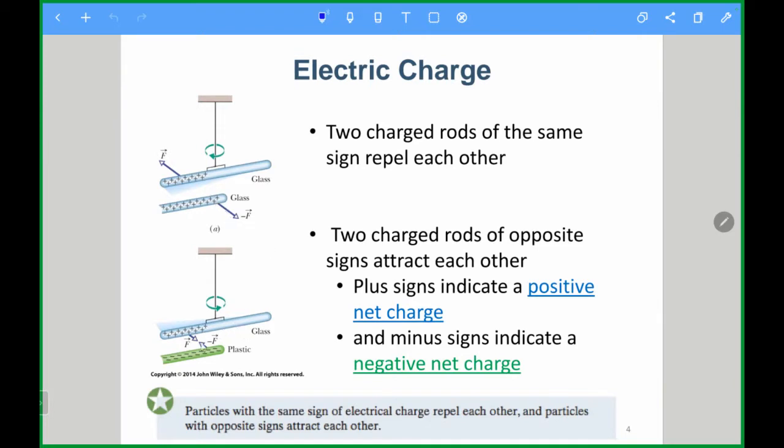And for the second setup, the physicist explains that the plastic rod will have negative charge rather than positive charge. And also in primary school, you know opposite charges attract each other. Of course, you may ask why the glass rod has positive charge and the plastic rod has negative charge.